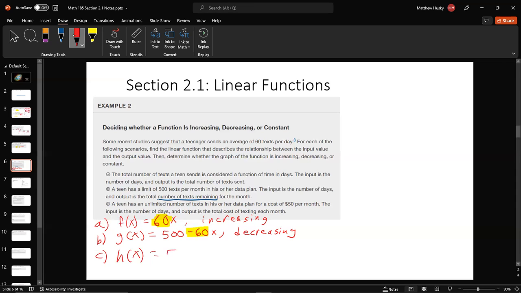So it's just 50. And that's it. There is no slope. This is a constant function. There is no slope because there's no value multiplied by x. It's constant. It will always be 50 no matter what.